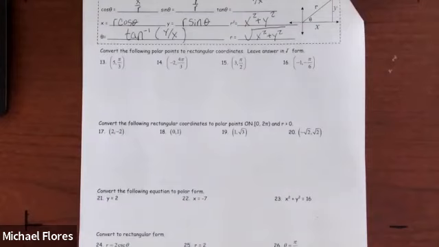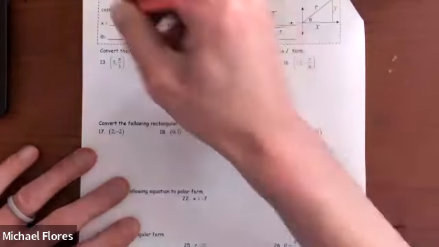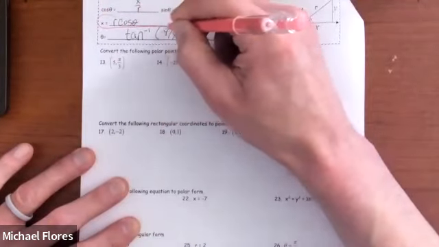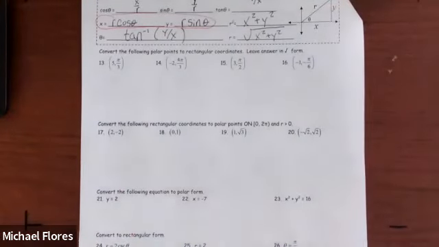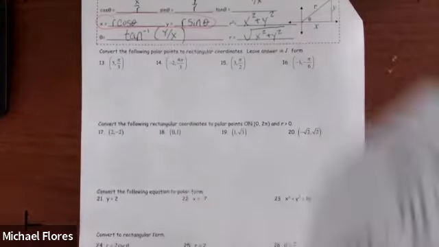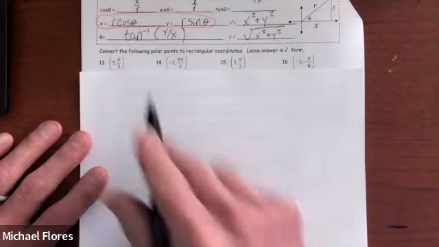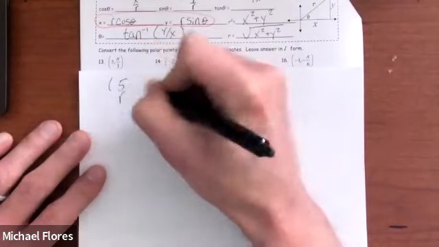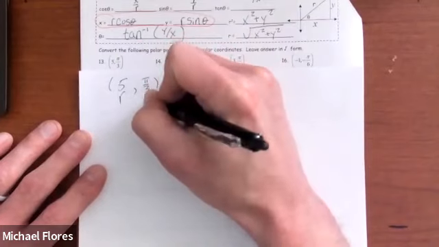Okay, looking at 13 through 16, convert the following polar points to rectangular coordinates. Now for this section here, we will be using these formulas. In order to convert from polar to rectangular, those are the formulas you're going to use. And in my opinion, these are the easiest ones because the pattern is predictable. So we're going to do 5, that's our radius. In polar coordinates, the first number is your radius, and then this is your angle theta.